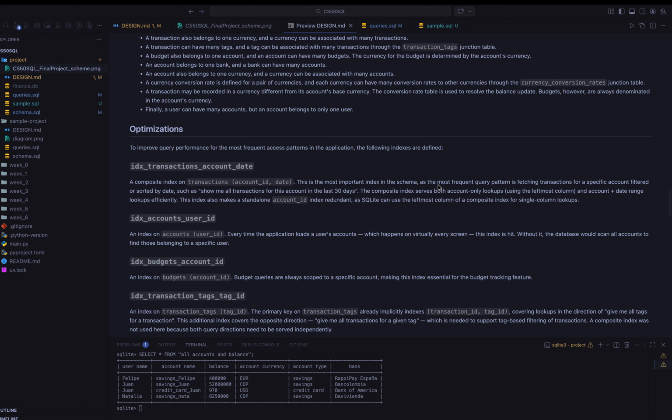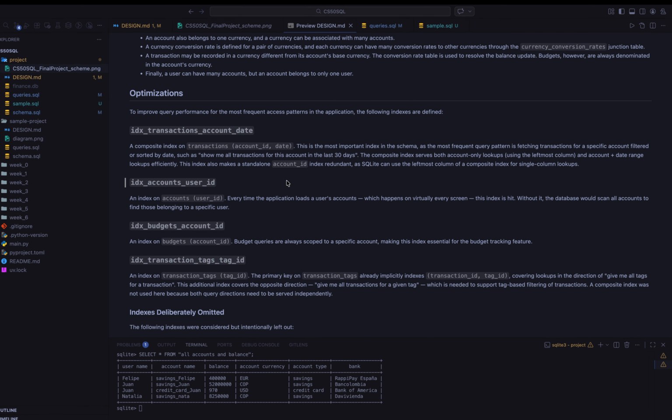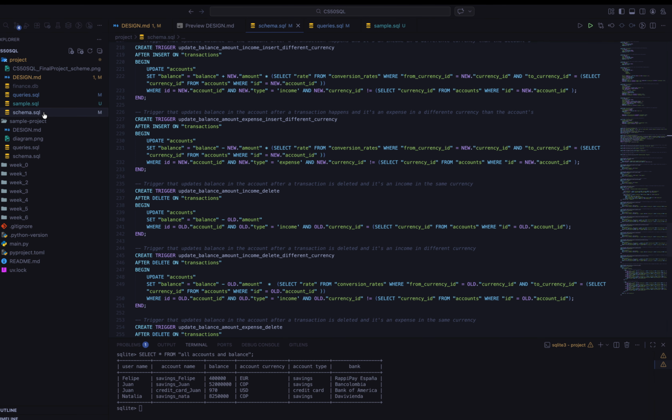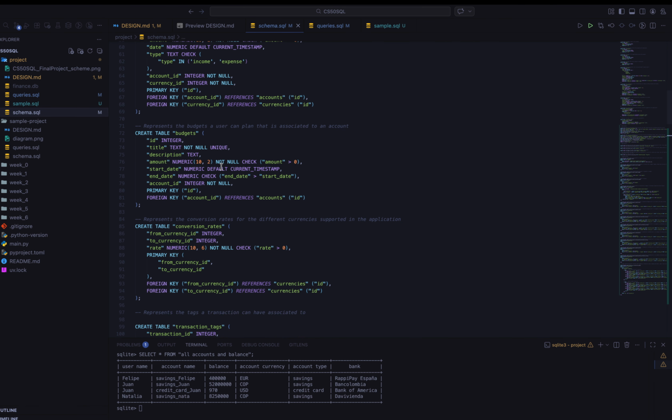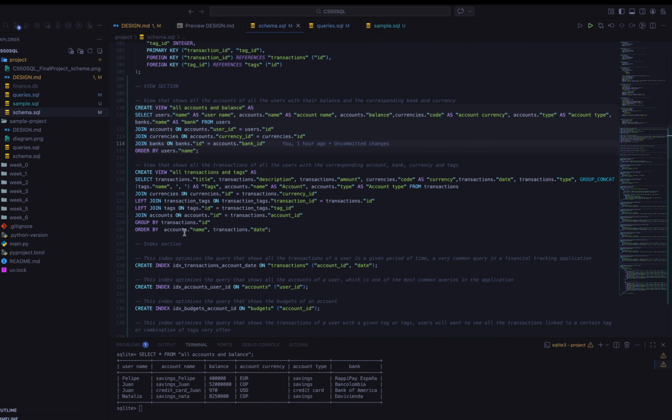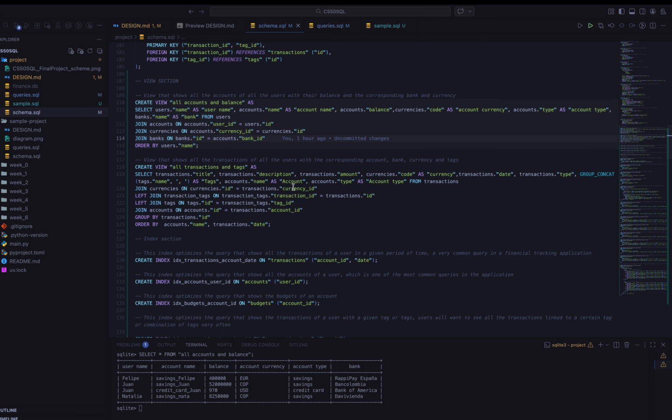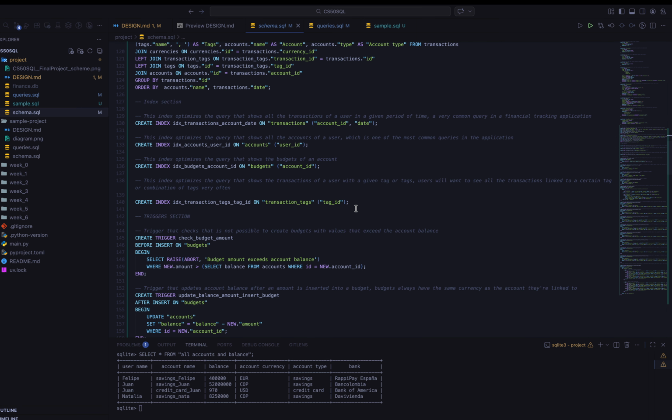It's also interesting to know that I created some indices. So I can show you my schema. We have over here all the tables that I just showed. And then over here, I also created some views. And then we have over here some indices.